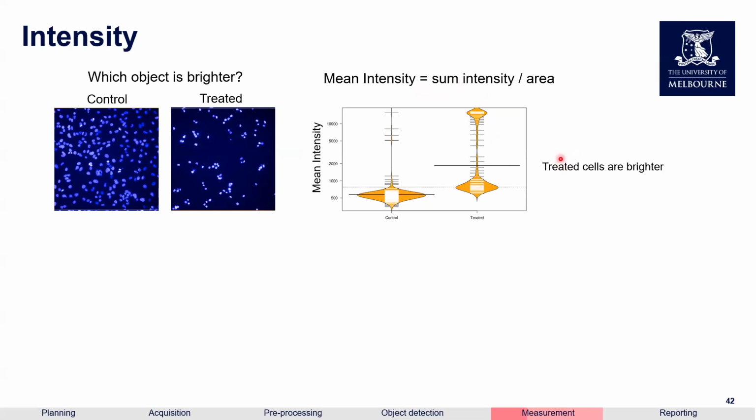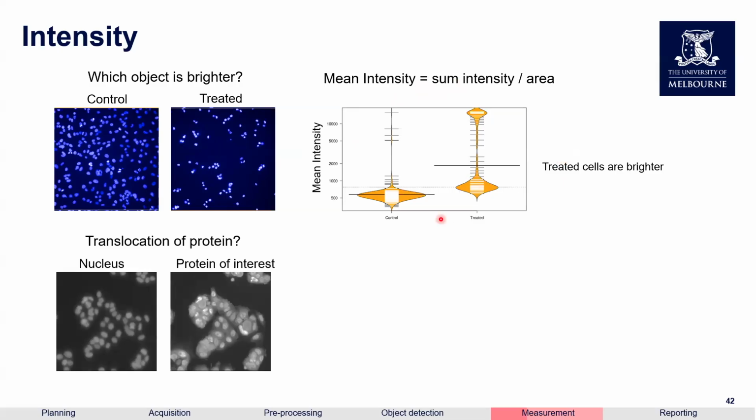In this example, if we would like to measure how much of a protein has translocated to the nucleus from the cytoplasm, for these images, one staining is a nucleus staining to define the nucleus area, and another is for the protein of interest staining to measure the actual intensity.